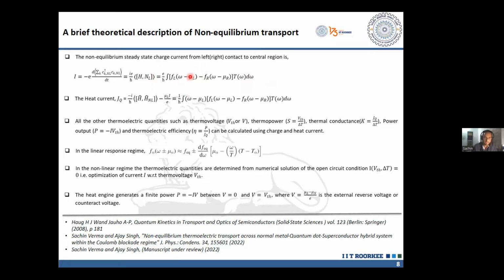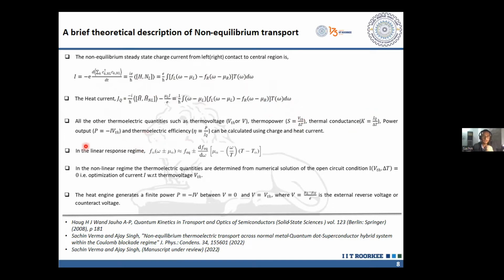So the first term is the charge current, and similarly the heat current can be calculated, where this T(ω) is the tunneling amplitude, which is nothing but the modulus square of the retarded Green function. And then we can also calculate other thermoelectric quantities such as thermovoltage, thermopower, thermal conductance, and thermoelectric efficiency by using these relations, which are given here.